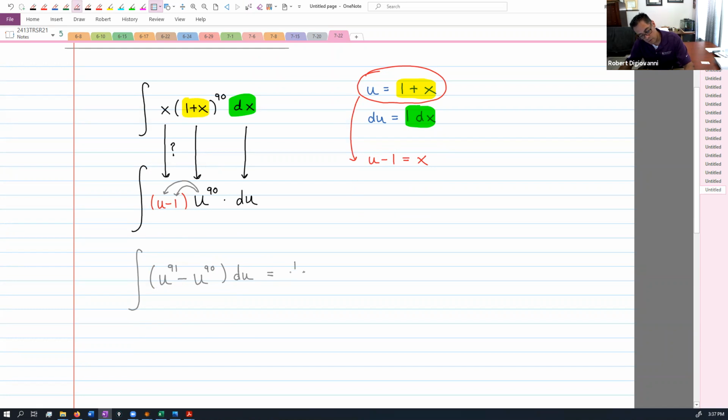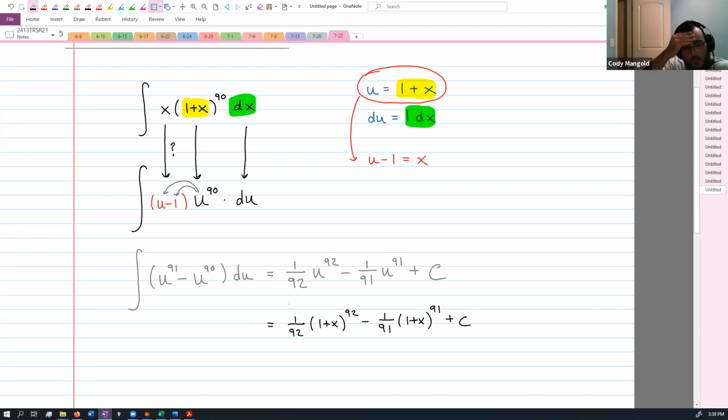So this becomes 1 over 92, U to the 92, minus 1 over 91, U to the 91 plus C. And then we just replace U with what Daniela said it was, which was 1 plus x. Yeah, I knew we were going to do the U minus 1 somehow, but I did it on the wrong side.